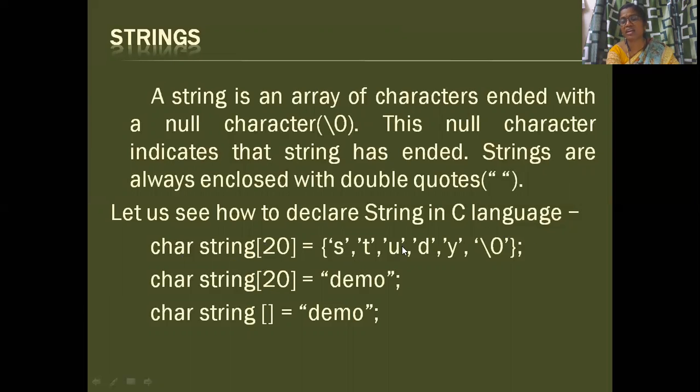So here it can have all the characters in it. It indicates with the null character, which tells it's the end of the string. So this is one way of declaring a string. This is another way. For the same string, I can write demo in double quotes like this, and the string can be allocated to this. For this string also, I can allocate in this way.